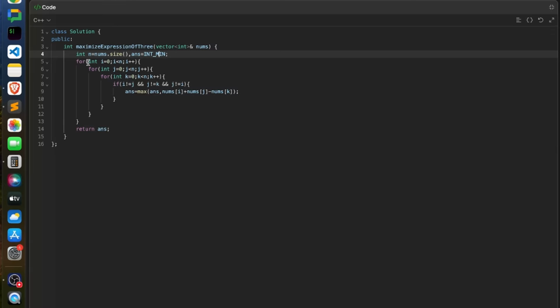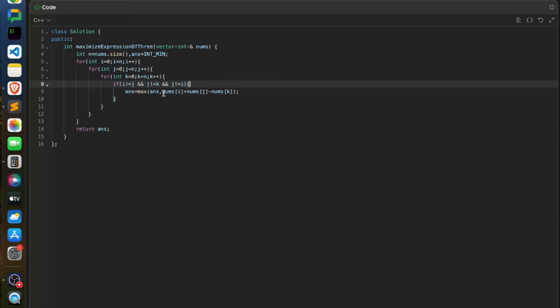Then what I'm doing, I'm going through each possible value for the first index, then second index, then third index, right, from 0 to n. Just check if all these three are unique. To check if all these three indices are unique, you check if i is not equal to j, j is not equal to k, and k is not equal to i. If that's true, it means that all these three indices i, j, and k are unique.